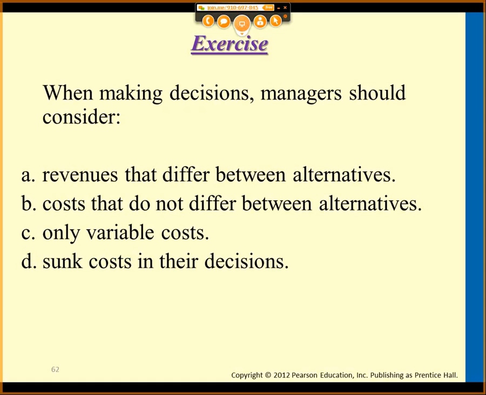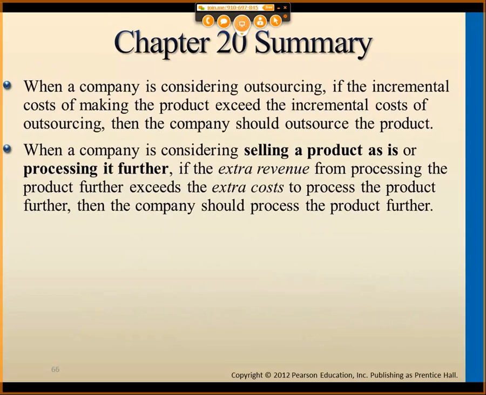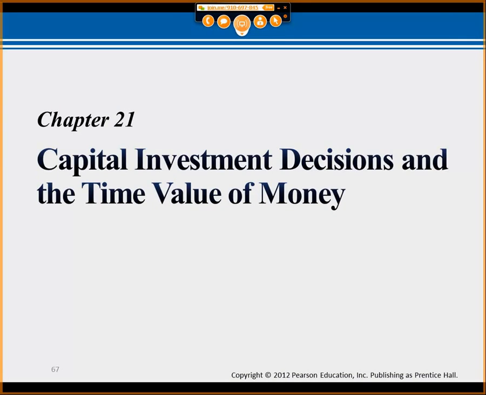When making decisions, managers should consider revenues that differ between alternatives, costs that do not differ between alternatives, only variable cost or sunk costs in their decisions. A, B, C, D. A, D. Let's see. Revenues that differ between alternatives. Okay, lucky you, 21. Good job.